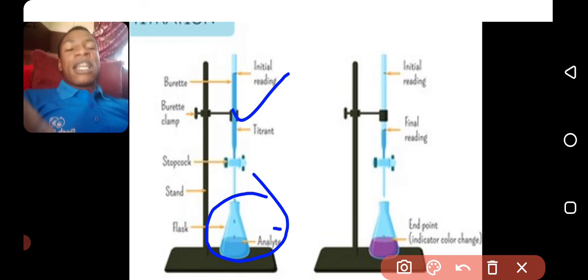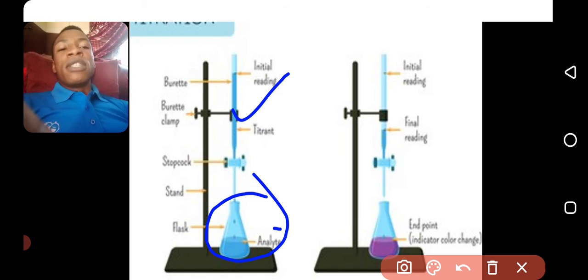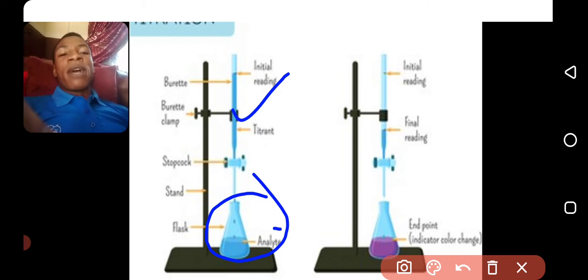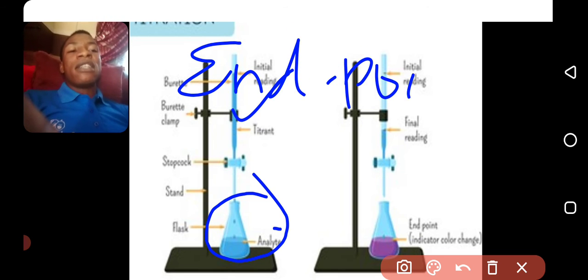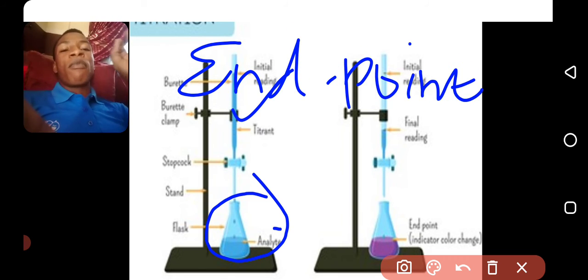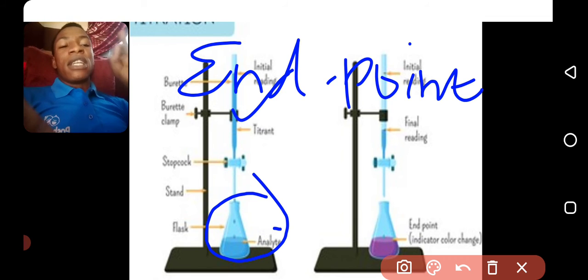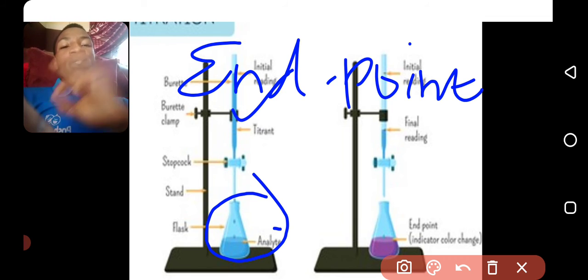Then you release the acid from the burette little by little until the color of the indicator which you will have added to the base changes. When you see a noticeable color change, you stop the titration. That is called the end point of the titration. End point is the volume at which the color of the indicator changes. That is the meaning of end point.